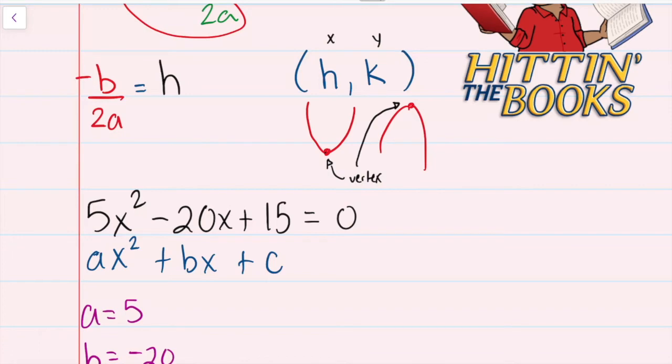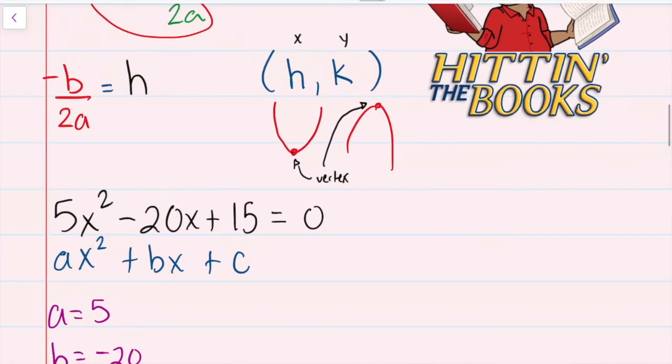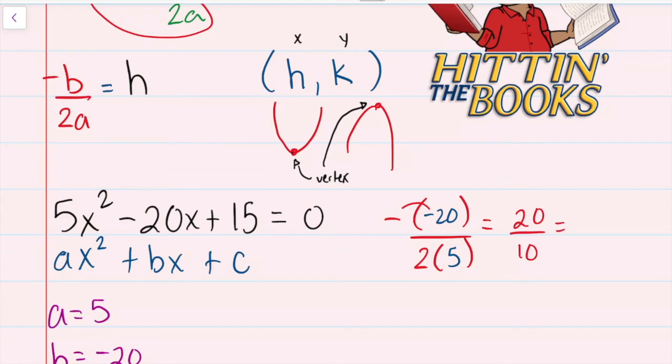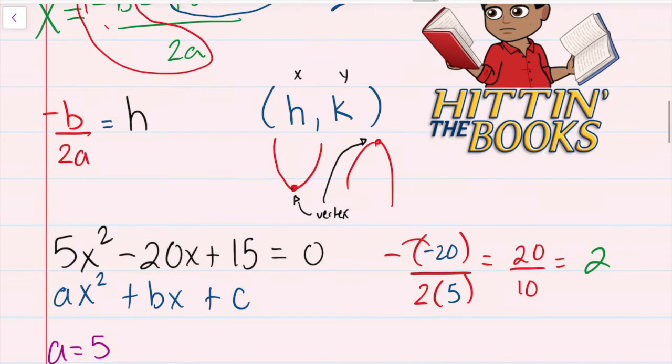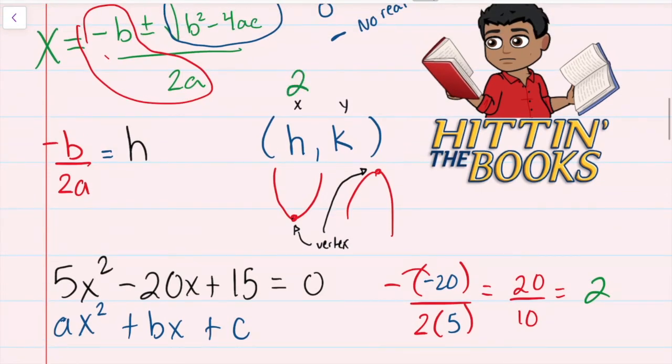So we are ready to substitute. Here's the formula. We're going to write a negative. What's going to be inside the parentheses, guys? What's b? Negative parentheses, negative 20. Be careful. Over 2 times a. What's a? In this case, it's a 5. And let's go ahead and find h, guys. What's a negative times a negative? That would be a positive 20. What's 2 times 5? That's a 10. And what's 20 divided by 10? That would just be a 2. You guys found h.